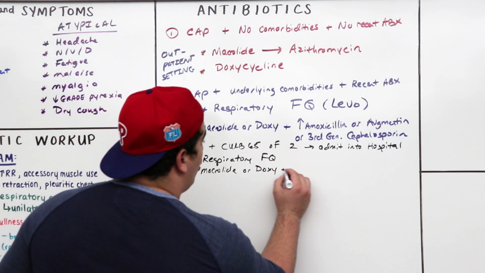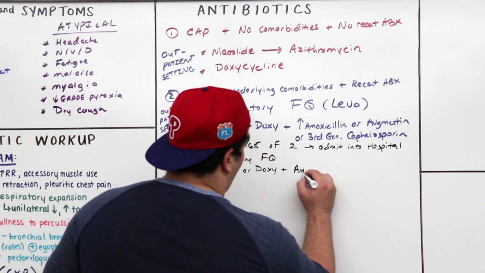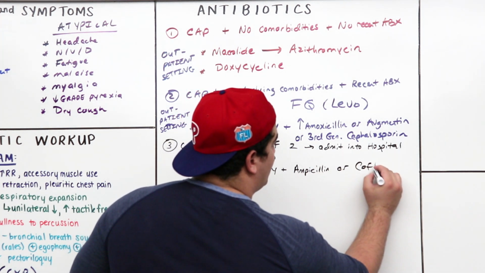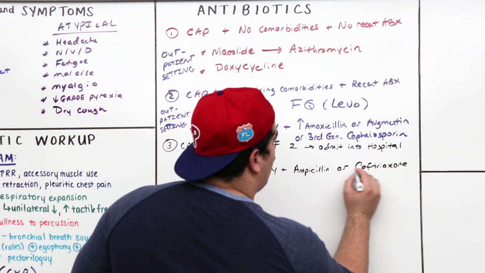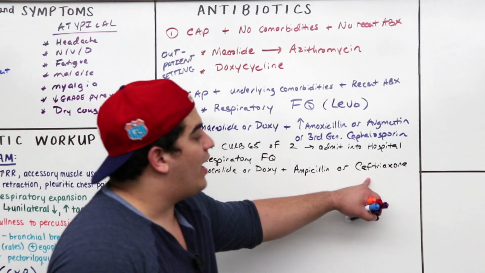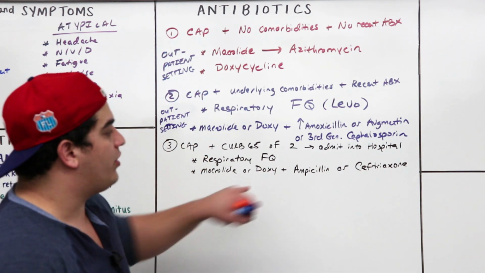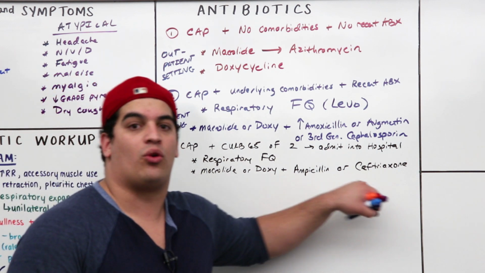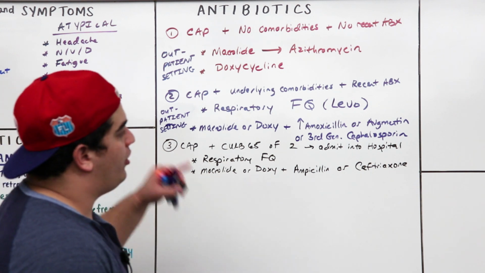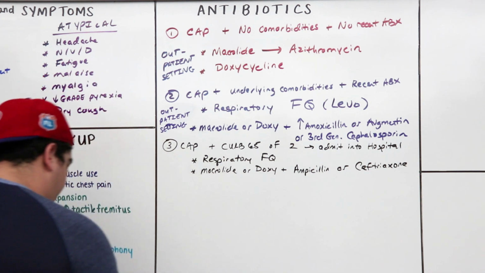But if we do that, we give it with 2 other options. We can give it with ampicillin, or we can give it with what's called ceftriaxone. Now, ampicillin is a type of penicillin, right? It's a type of penicillin. And ceftriaxone is a 3rd-generation cephalosporin. So if we were to give macrolide or doxycycline, we would have to give it with ampicillin or ceftriaxone. All right, so that's that one. Community-acquired pneumonia for someone who's showing a CURB 65 score of 2, we admit them into the hospital. Now we go to the next one.